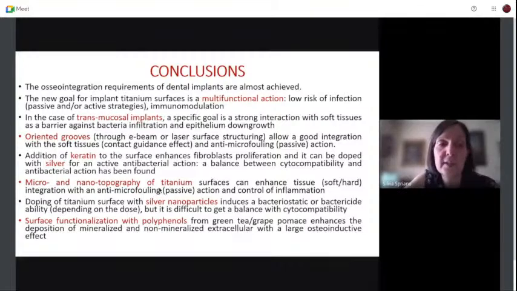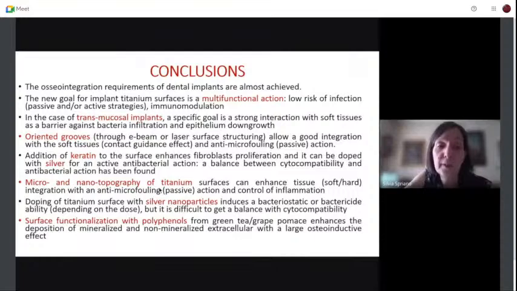And we can get this by oriented grooves through E-beam or laser surface structuring, with a good integration with soft tissues through a contact guidance effect, and an anti-microfouling, so a passive action against bacteria. With the addition of keratin to the surface, we can enhance fibroblast proliferation, and keratin can be doped with silver for an active antibacterial action, so a balance between cytocompatibility and an antibacterial action can be found.